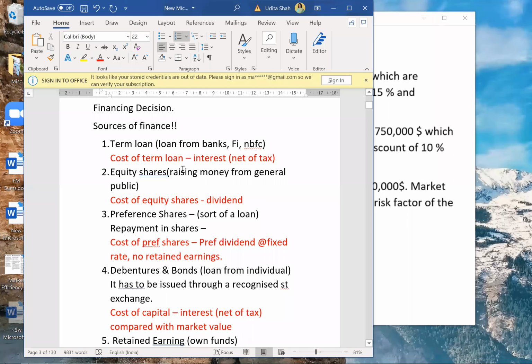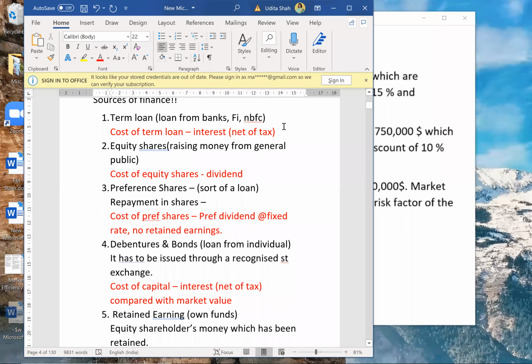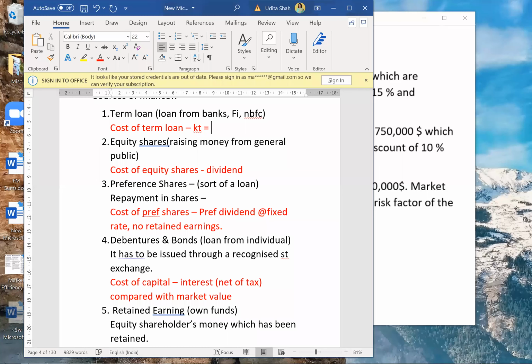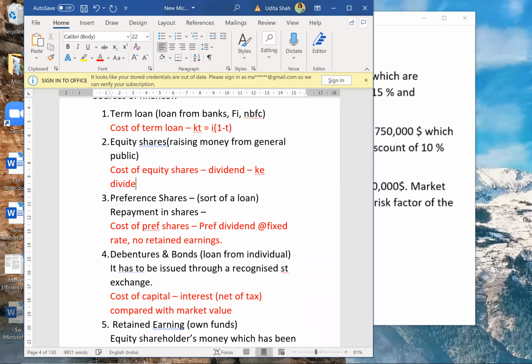So these are our 5 sources of finance. Term loan. What is the cost of term loan? Cost of term loan is KT. KT is interest net of tax, right? Then comes equity shares, raising money from the general public. So what is the cost of equity shares? It's the KE. KE can be with the dividend growth model.